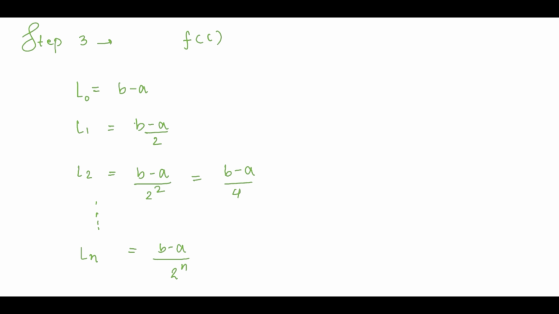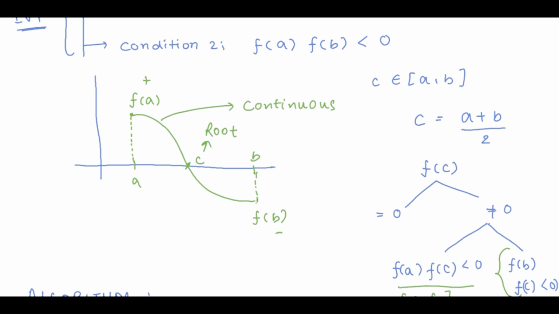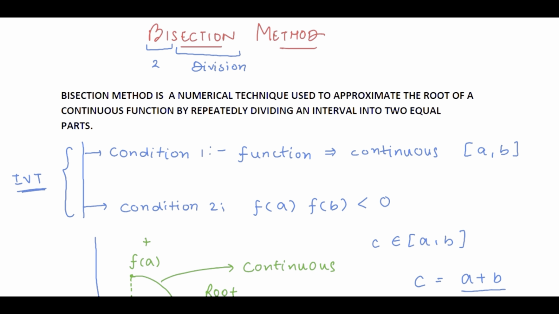Therefore, the approximation becomes increasingly accurate, and the bisection method has linear convergence, which means it is reliable but not that much of a fast method. So basically this method is simple, very easy to understand, and easy to implement as well. In fact, it guarantees the convergence if the conditions are satisfied.